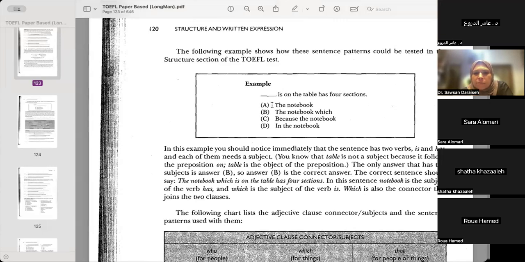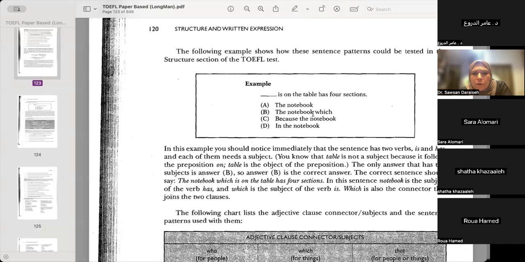Yes, doctor. Correct, B. Answer B, the notebook which. Good, the connector which. So I'm not going to mess you up in the exam. I'm going to be very careful not to mess you up. The goal really is for you to understand that when there are two clauses, we need a connector. Okay. Thank you so much, Dr. Amir. You did a good job. You were correct in your response and answer.